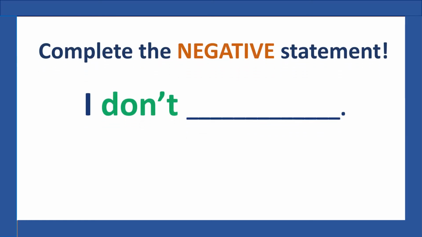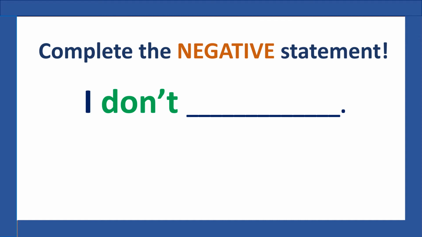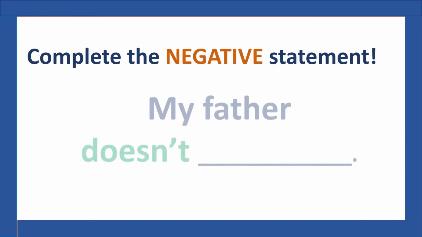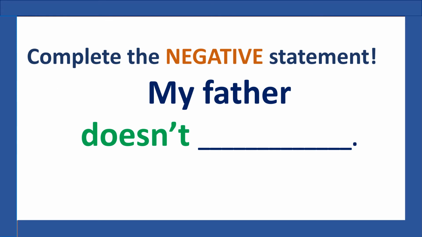Complete the negative statement. I don't. Look at the verb. What kind of verb is it? It's a helping verb. So what do you need after a helping verb? Verb. Yes, that's right. You need a verb. You have a helping verb and you have a verb. Complete the negative statement. My father doesn't. So what do we have? Verb to be or helping verb? That's right. Helping verb doesn't. And after the helping verb, what do we need? A verb. Very good.